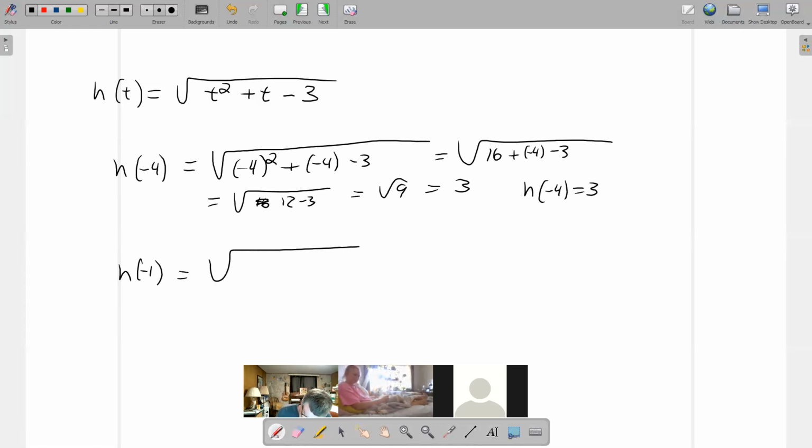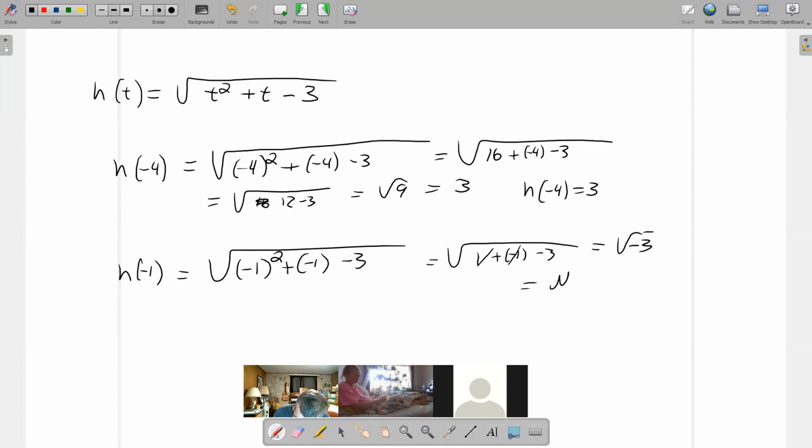H of -1, we have the square root of -1, the quantity squared, plus -1 minus 3. -1 times -1 is 1. So 1 plus -1 minus 3, those would cancel. So we have the square root of -3, which is not real.